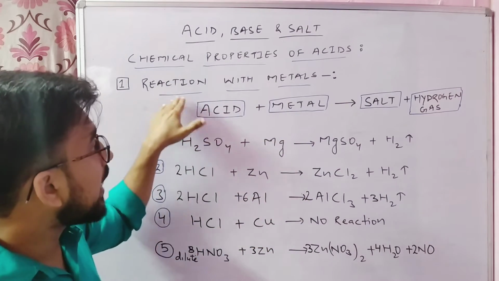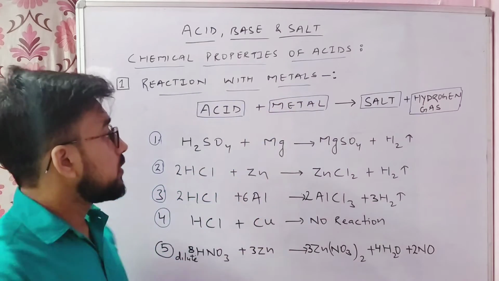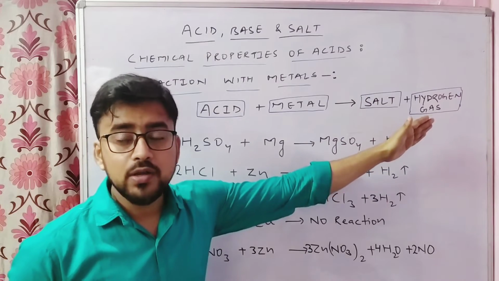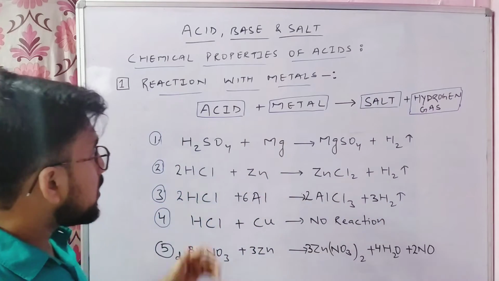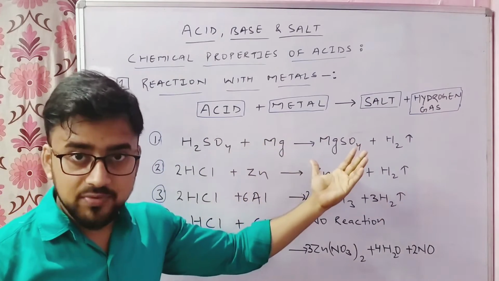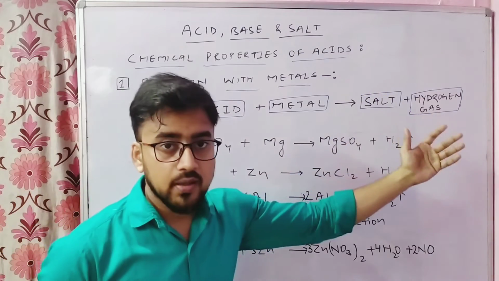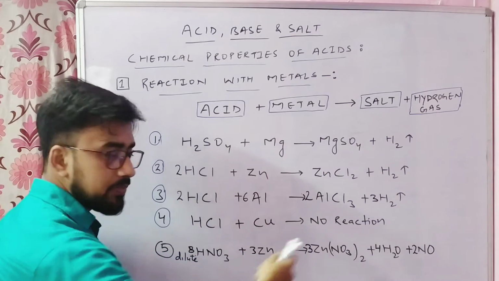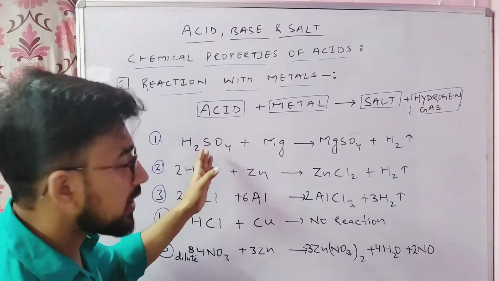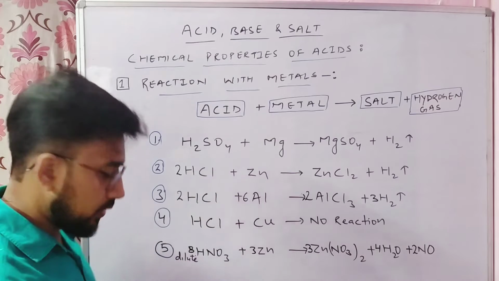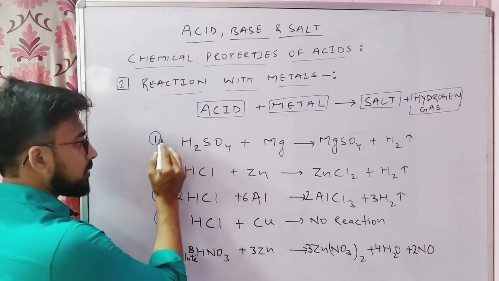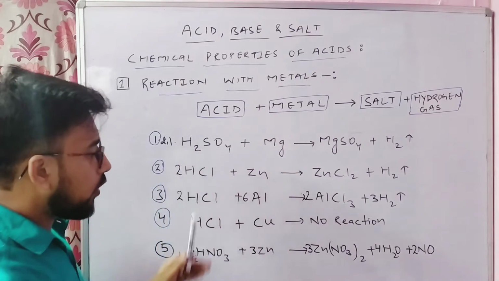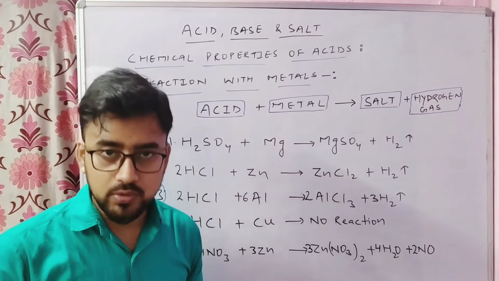You can see here the reaction of acids with metals. Acids react with metals to form salt and hydrogen gas. Whenever an acid reacts with active metals, it will form salt and hydrogen gas will be released. Now there are some examples. We have taken dilute sulfuric acid. All the acids that I have taken here are dilute.